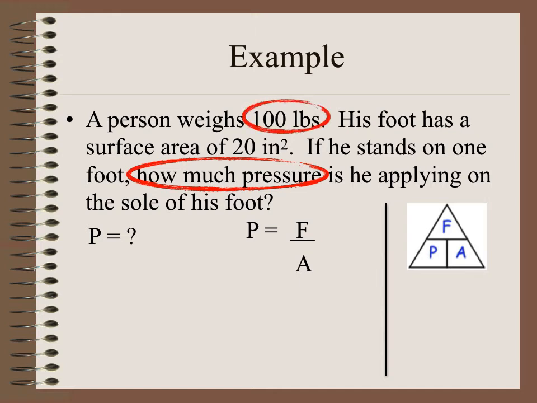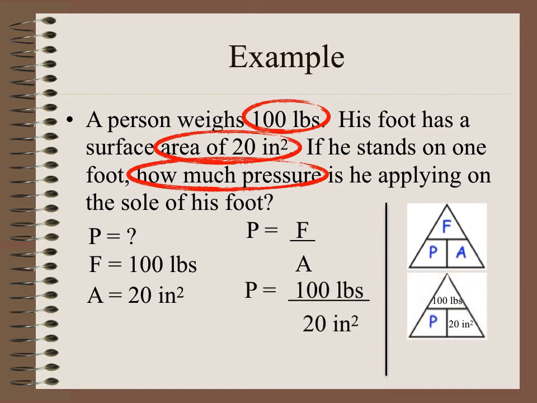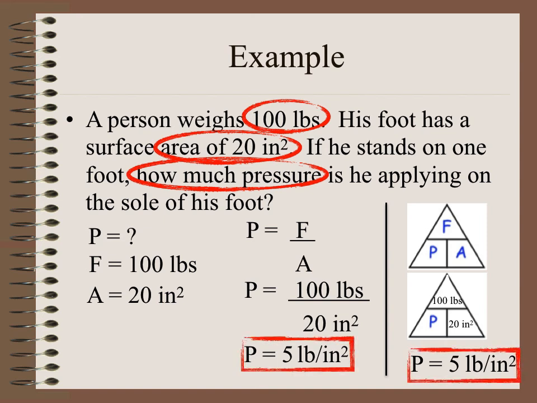The force is the weight, 100 pounds. The area is the area of the sole of his foot, 20 square inches. So now we can substitute our values in. And by putting our units in, we can actually see what we're going to get out. So when we take 100 and divide by 20, we get 5. But right from our formula, we can see that we have pounds over square inches, and we end up with pounds per square inch. Or if you wanted to write that as PSI, you could. But there's our final answer.